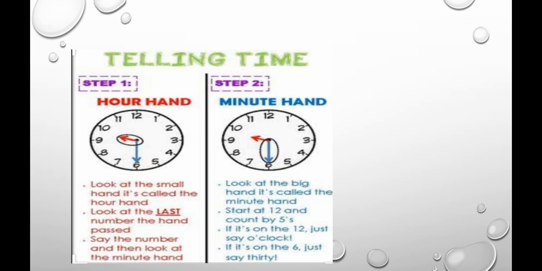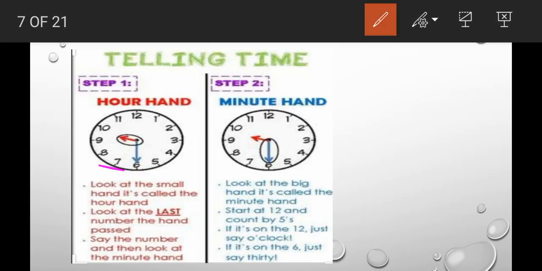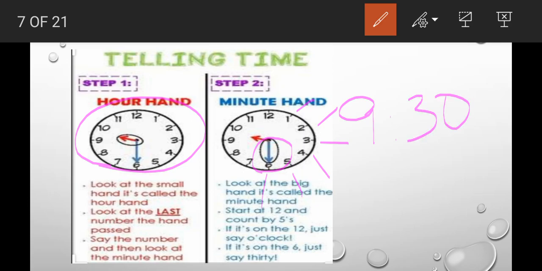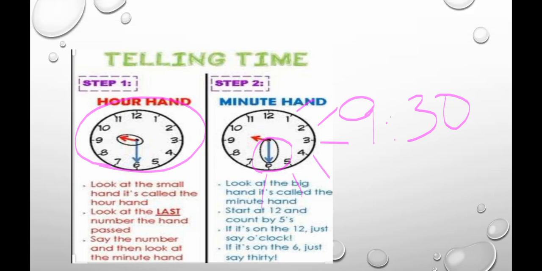One more same thing. One more clock is here. We will see how to say the time. See the short hand. Short hand has just passed 9. So we will write 9 hours. Now see the minute hand. Where is the minute hand? It is on 6. So I told you, you have to start like this: 5, 10, 15, 20, 25. Where is it? 6. 6 means it is 30. So 30 minutes. 9 hours 30 minutes. This is how we have to write the time.